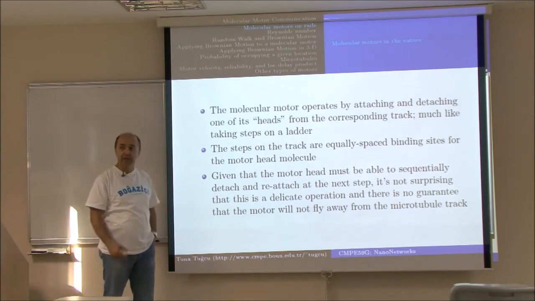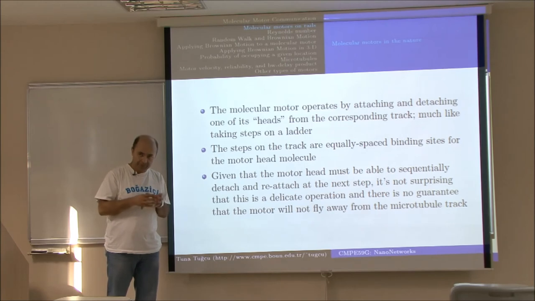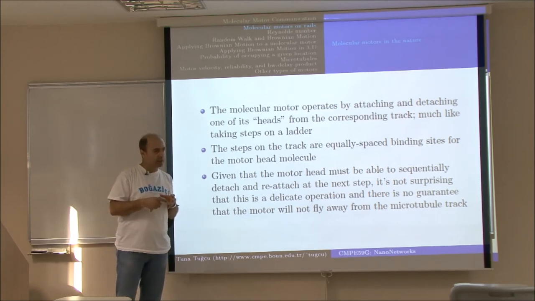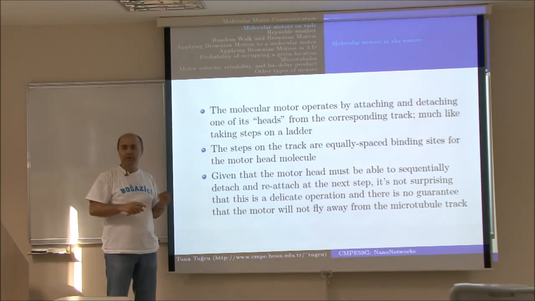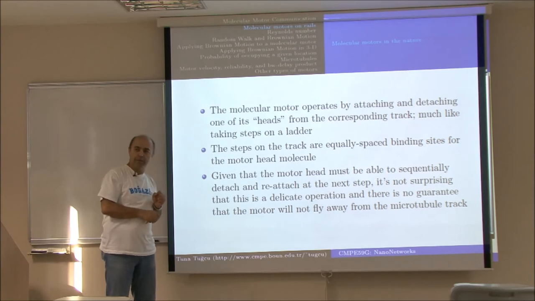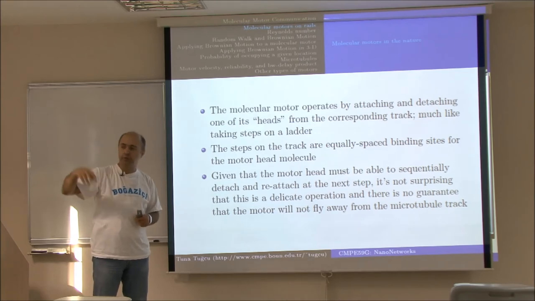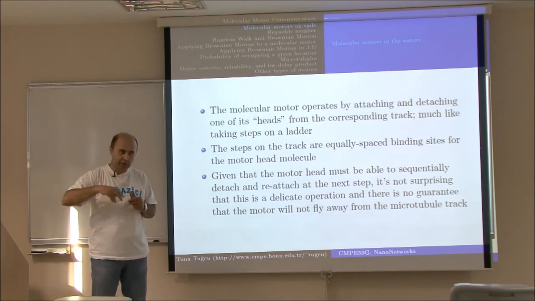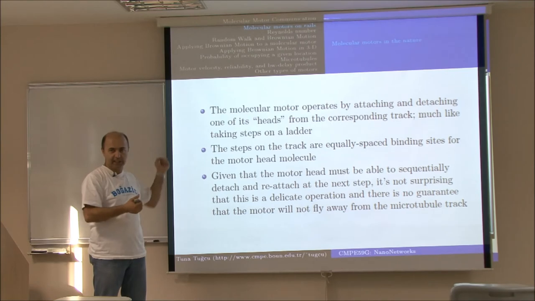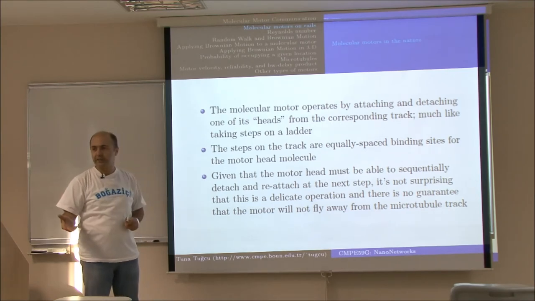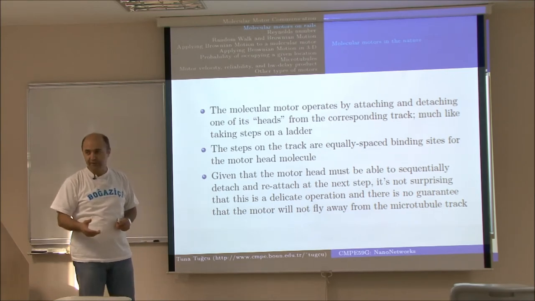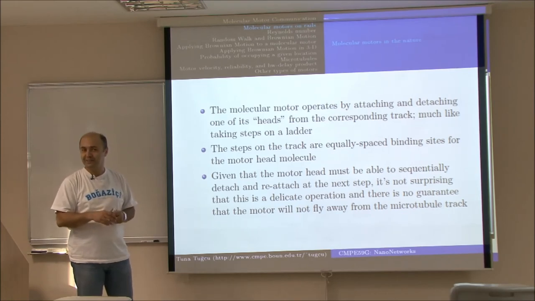And unfortunately, you're in a harsh environment where molecules are just passing by, which can hit this molecular motor and cause it to break from the microtubule and float in the cytoplasm. You are trying to walk on the rail, but someone just hits your head and you drop from the rail. And hopefully, you may find another rail and attach there. If not, well, it's gone.